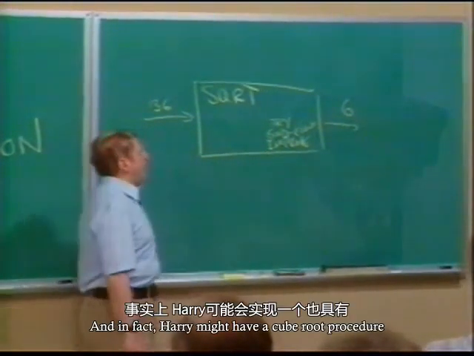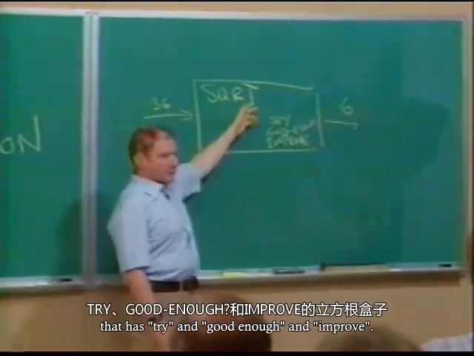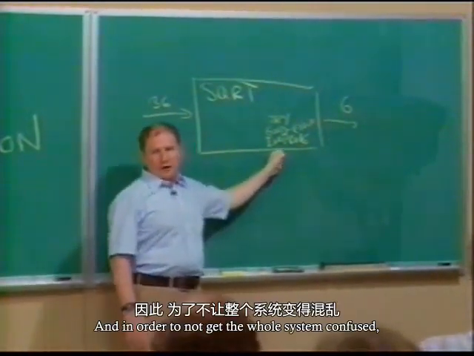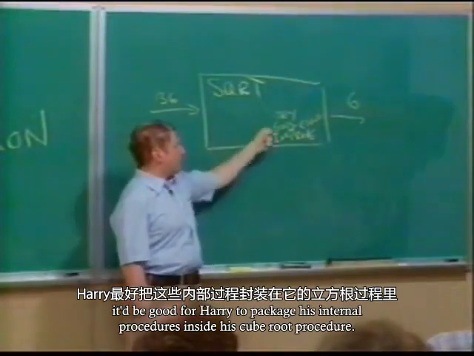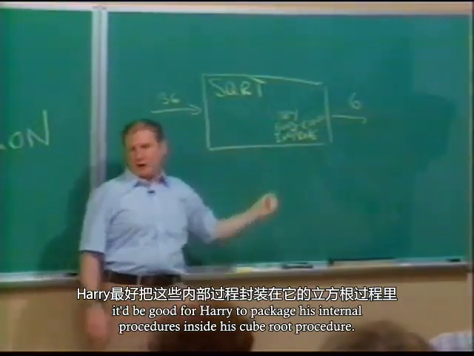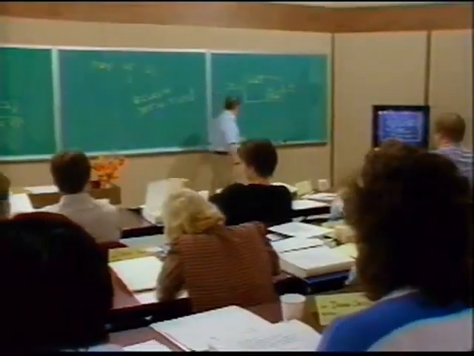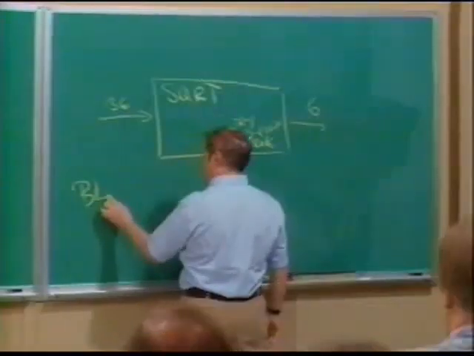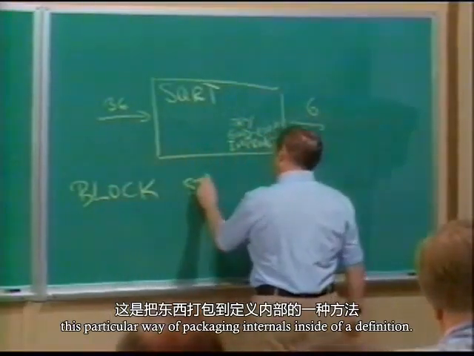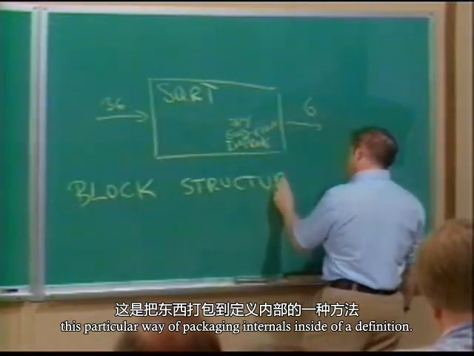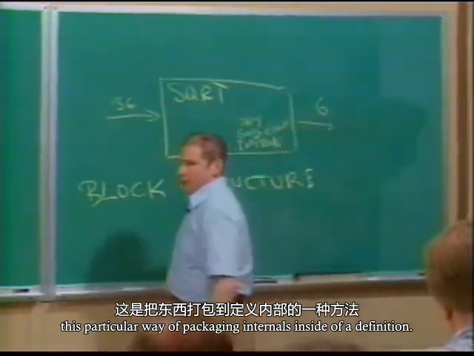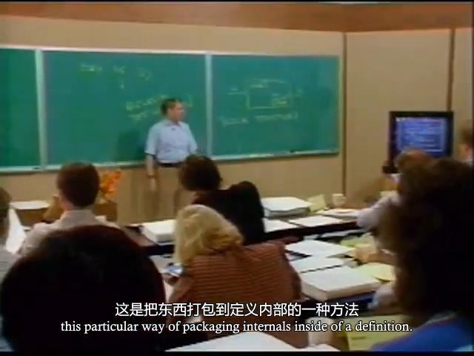And in fact, Harry might have a cube root procedure that has try and good enough and improve. And in order to not get the whole system confused, it would be good for Harry to package his internal procedures inside his cube root procedure. Anyway, this is called block structure, this particular way of packaging internals inside of a definition.